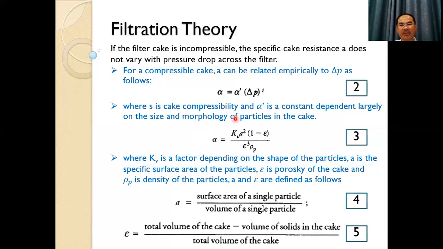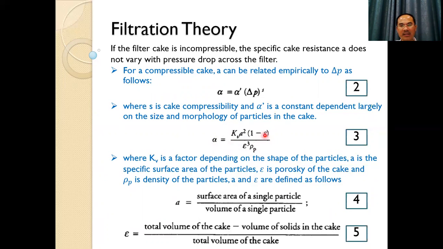S is the cake compressibility, and alpha zero, that is the constant, depends on the size and morphology of the particle. The constant mostly depends on the morphology, the shape of the solid, and also the size of the solid. And then we can express alpha as a function of kV A squared, 1 minus epsilon divided by epsilon cubed, times rho p.